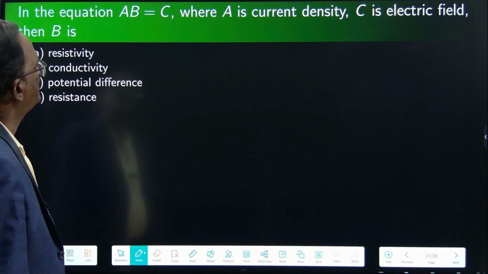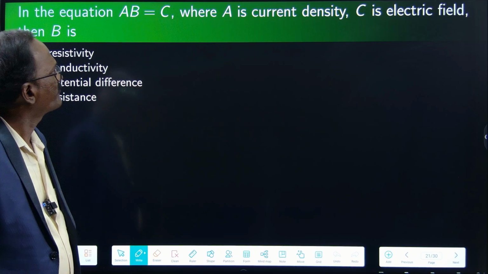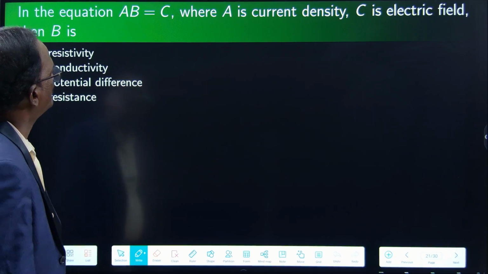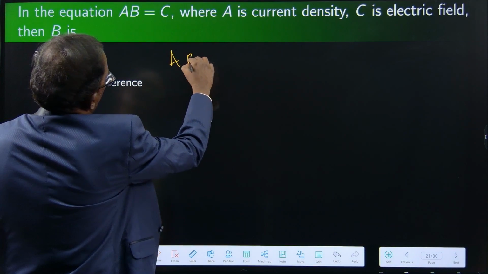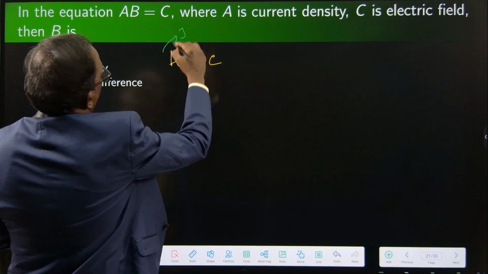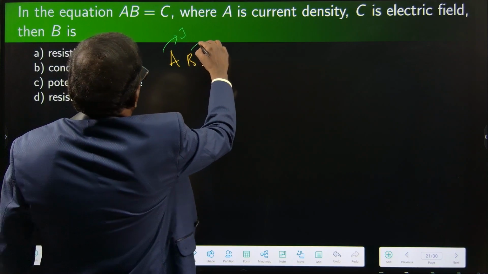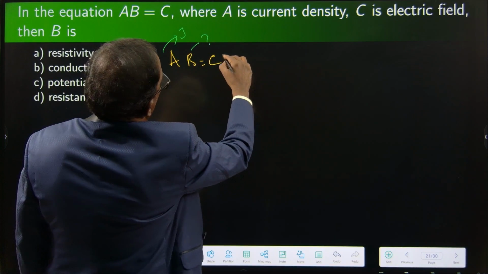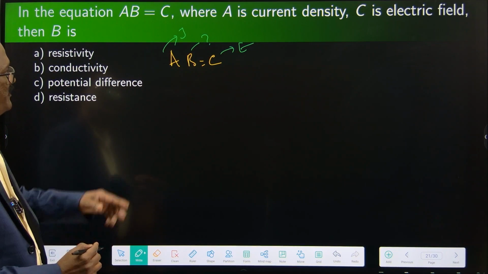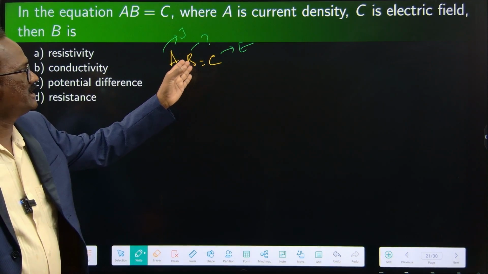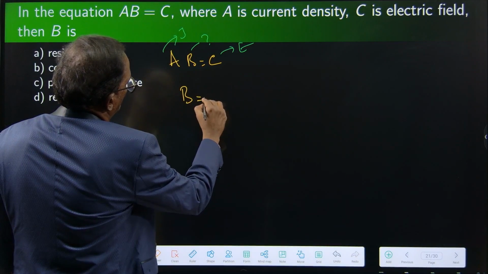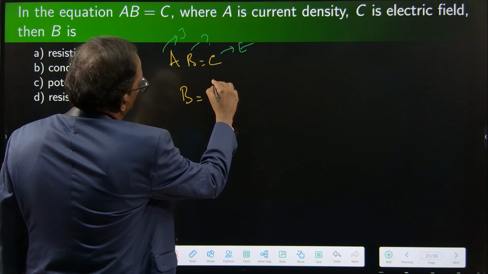In the equation AB is equal to C, where A is current density, C is electric field, then what is B? AB is equal to C. A is current density, C is electric field. If you assume A is equal to J and C is equal to E, then what is B? Let us write what is B. B is C by A.